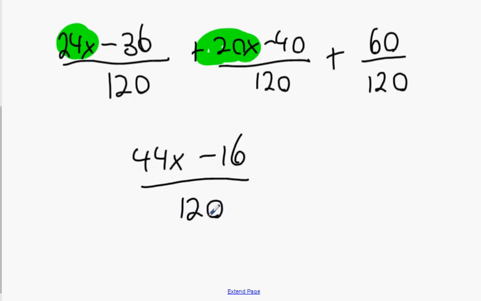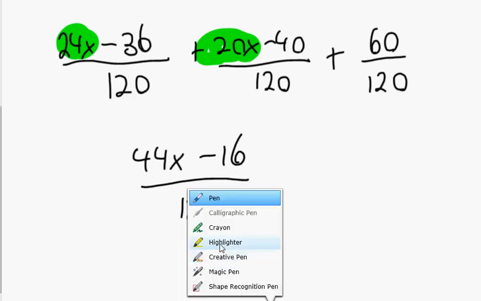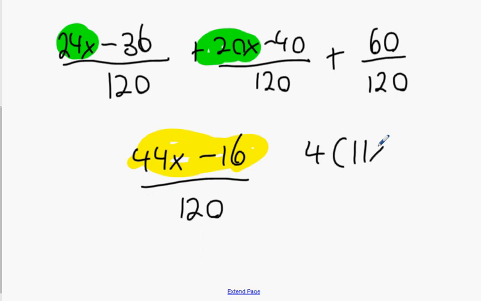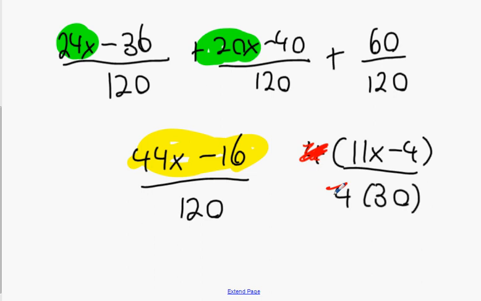Here's my problem. The top part isn't fully factorized. What number can I take out of the top two? 4. Let's see what happens when we take out the 4. I reckon everything will break down nicely. 4 into 11x minus 4. And then what's 4 into 120? 30. And then you'll be left with 11x minus 4 over 30. It didn't matter which route you took, provided you got 11x minus 4 over 30.